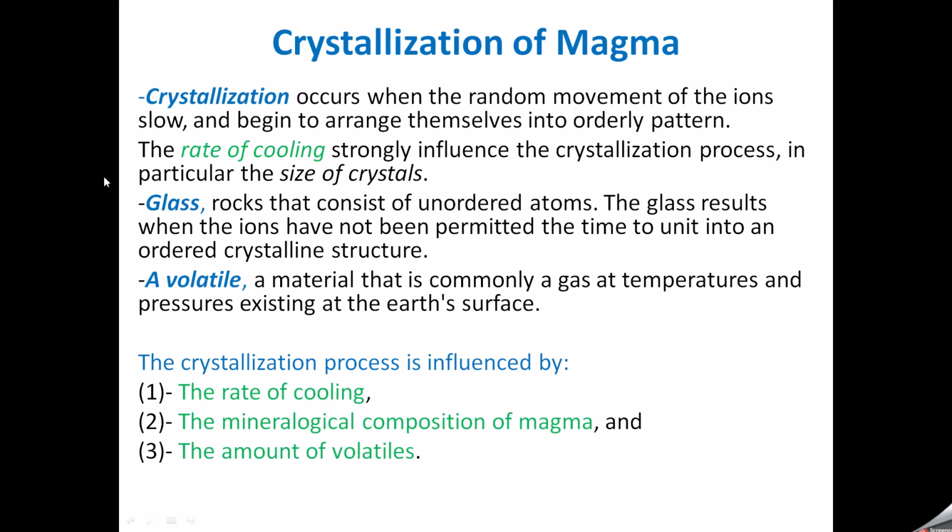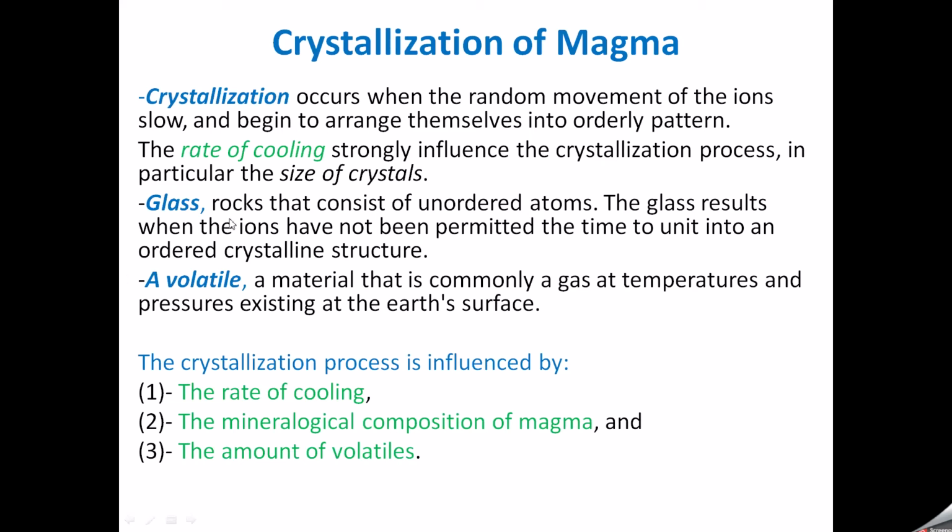The rate of cooling strongly influences the crystallization process, in particular the size of crystals. When the rate of cooling is slow, you will have large crystals, and that happens under the Earth's surface with the plutonic rocks. And when the rate of cooling is fast, rapid, you'll have igneous rocks with small crystals, and that happens during volcanoes on the surface.